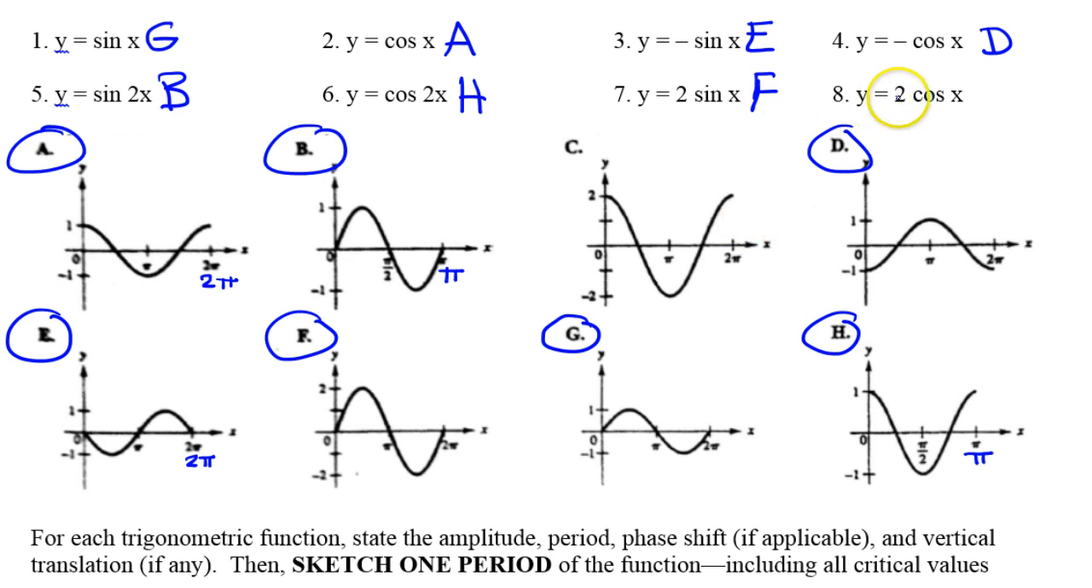And for number 8, we need a cosine function with amplitude of 2, because this is an A value. And that's what we have left for C. Function C is a cosine shape. It has a normal period of 2 pi, but the amplitude is 2. It goes up to 2 and down to -2. So that's it for the matching.